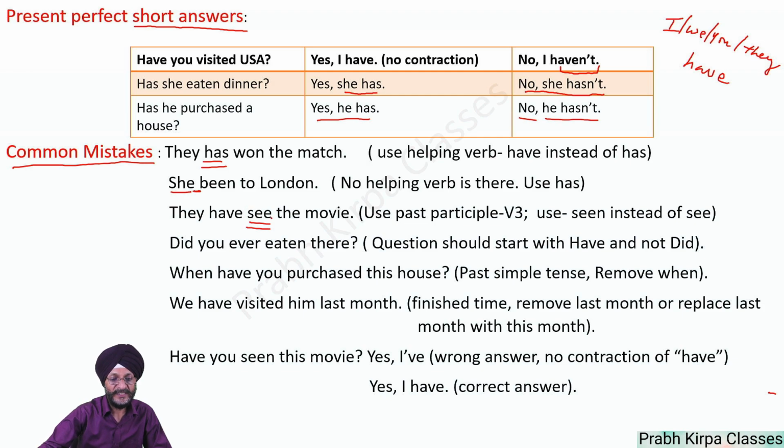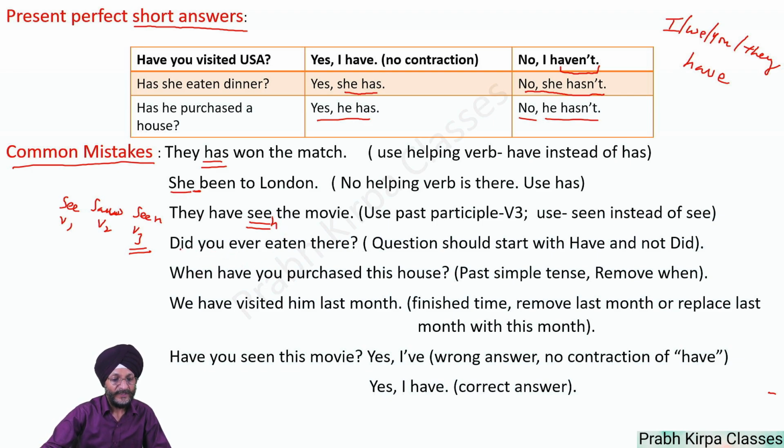You will see that see is the first form of the verb. It is the basic form. Other forms are see, saw, seen. This is the second form. This is the third form. We will use the third form, that is the past participle, and it becomes, they have seen the movie.